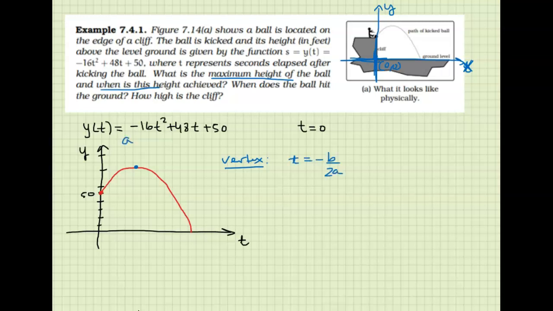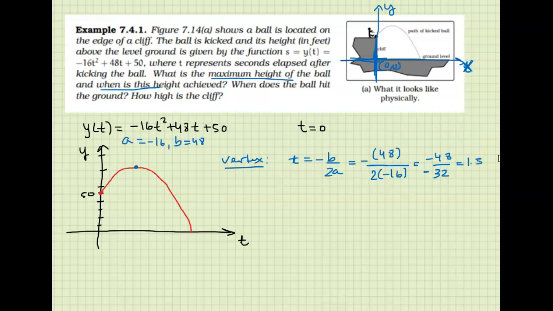Okay, so the vertex is given by negative b over 2a. Right, so here a is negative 16, b is 48. So we have negative 48 over 2 times negative 16. Sorry, I'm messing up my numbers.